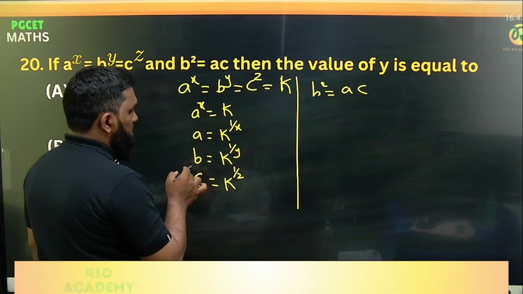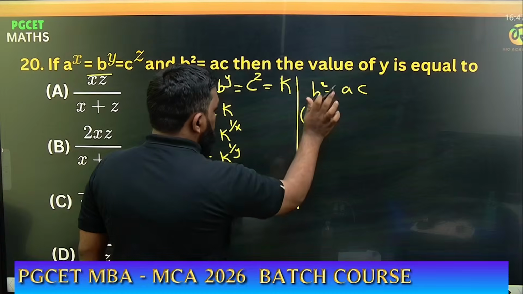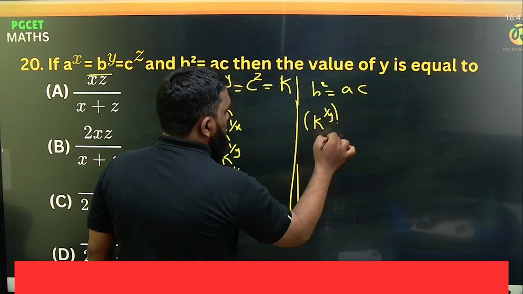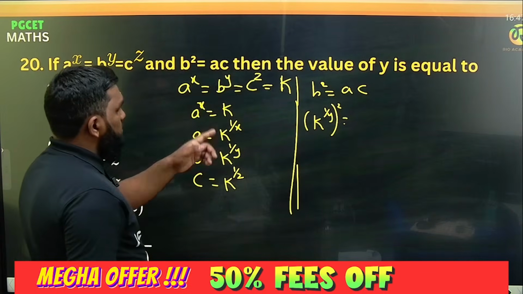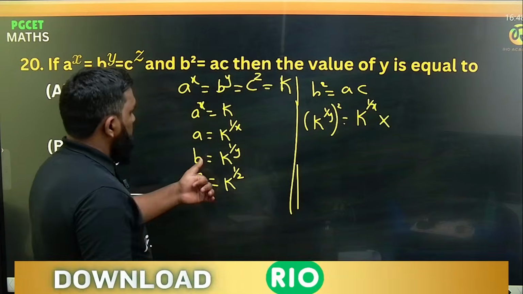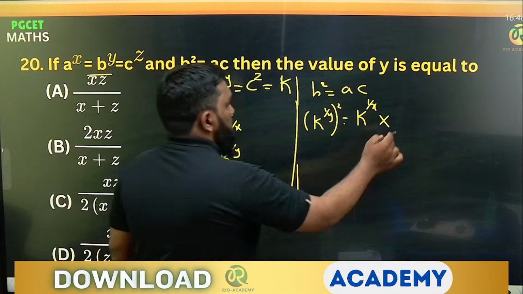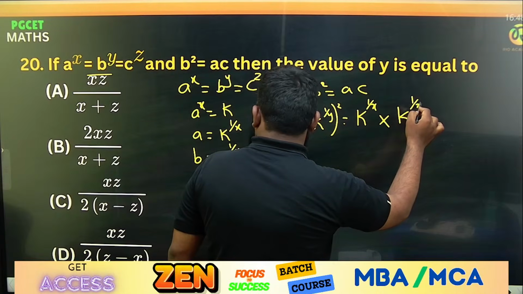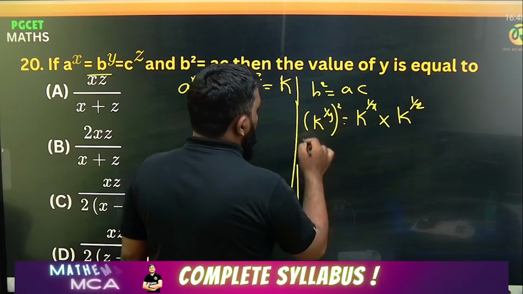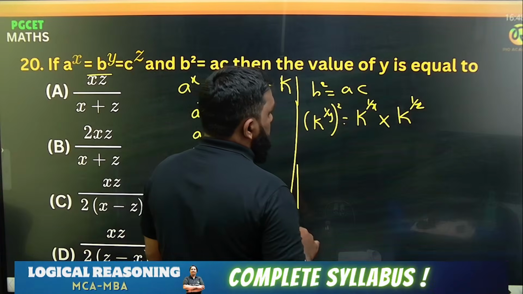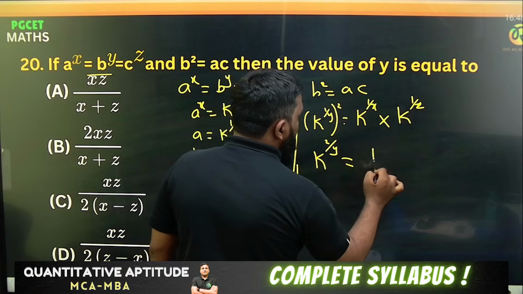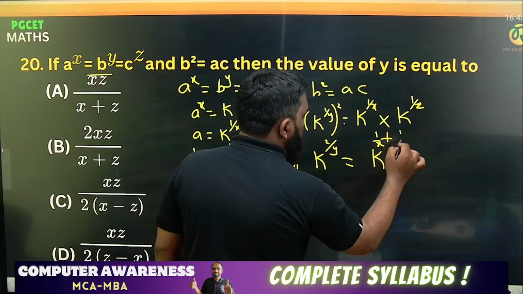B is equals to K raised to 1 by Y, so B square is K raised to 2 by Y. Value of A we have is K raised to 1 by X, into value of C, K raised to 1 by Z. Now here, that is K raised to 2 by Y is equals to, bases are same, the power will be added, 1 by X plus 1 by Z.